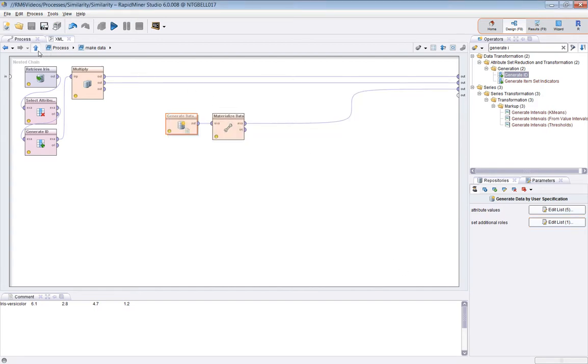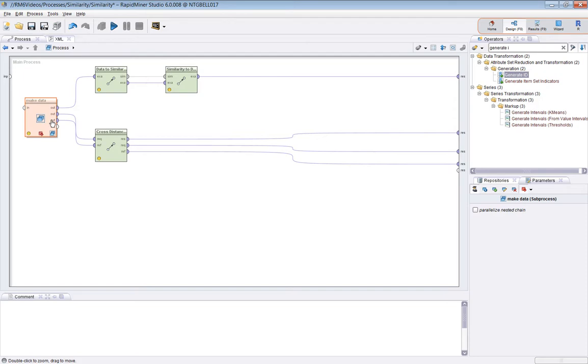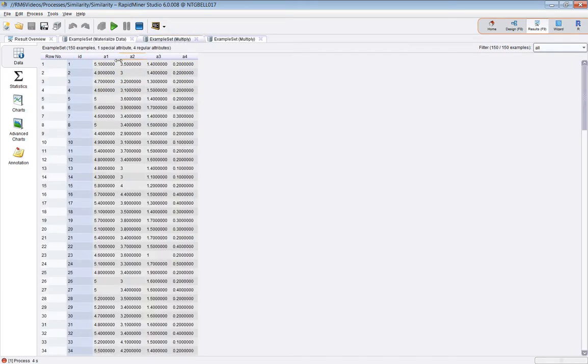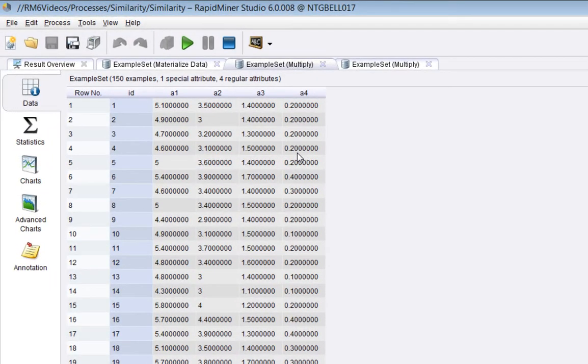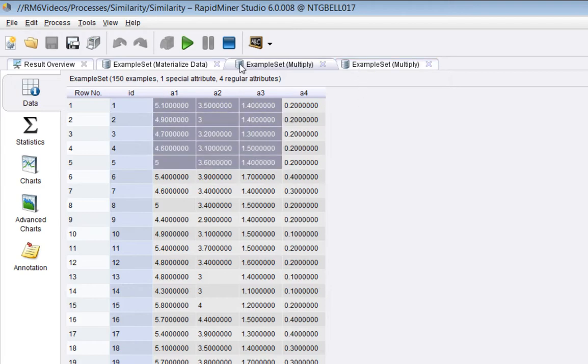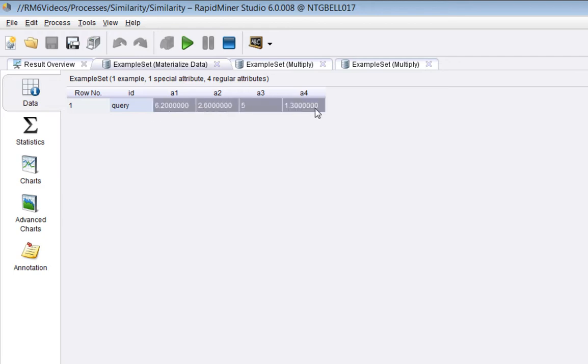So let's set a breakpoint to just look at that data so we understand what's going on. So here's the Iris data set. No label, just deleted it, and the ID goes from 1 up to 150, and there are the various attributes. This is just a copy of it. And then here's the single example that we're going to use to find within the larger 150 example set.